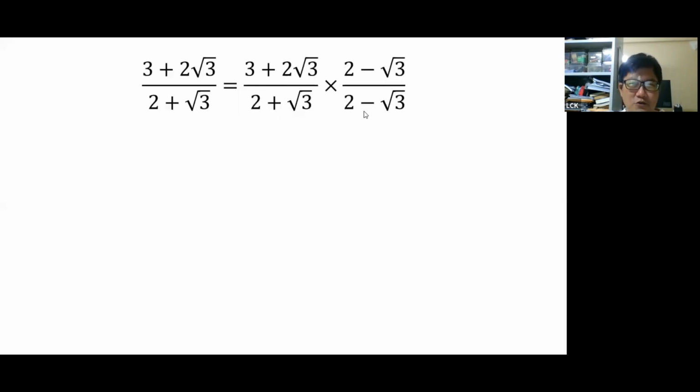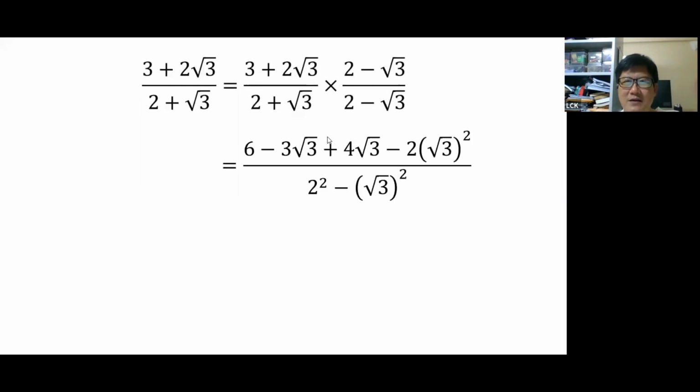Remember, plus you've got to change it to minus. And when you change it to minus, you have 2 squared minus square root 3 squared at the bottom. On the top, you have 3 times 2 is 6. 3 times minus square root 3 is minus 3 square root 3. 2 square root 3 times 2 is 4 square root 3, and 2 square root 3 times minus square root 3 is just that. And all you have to do is a process of simplification from here.